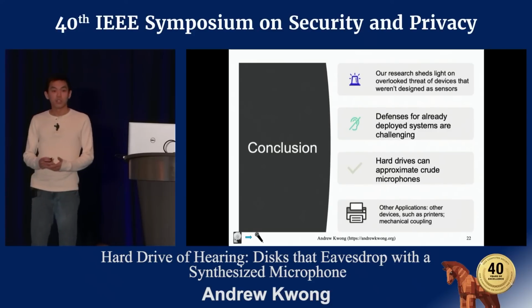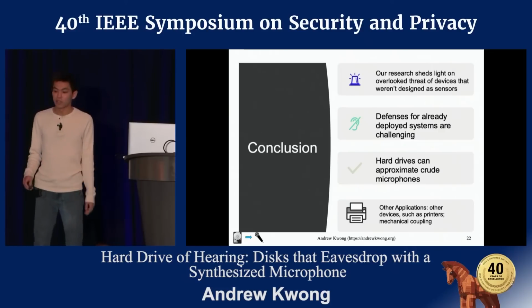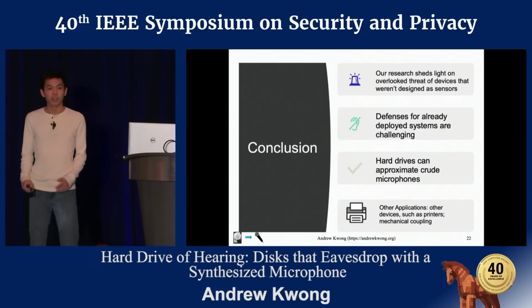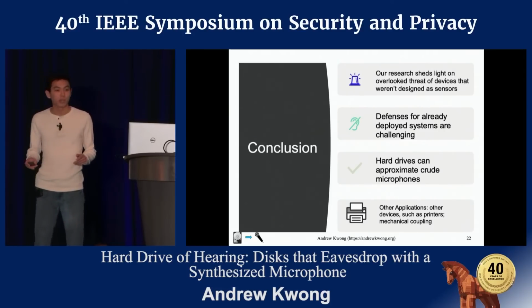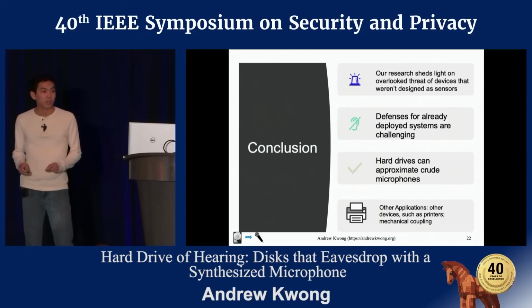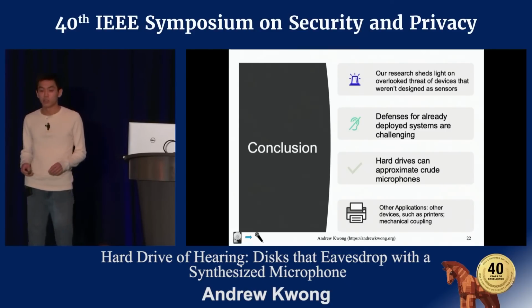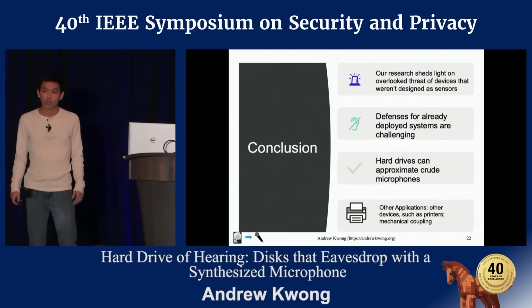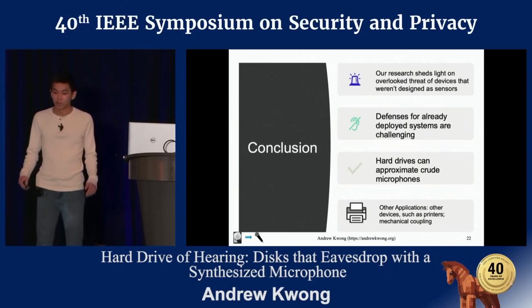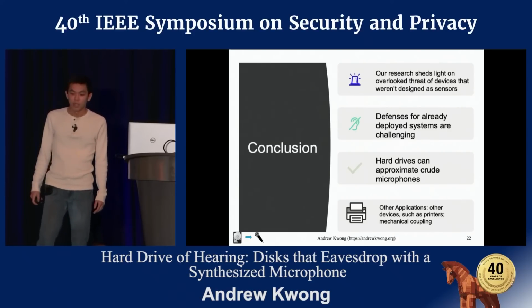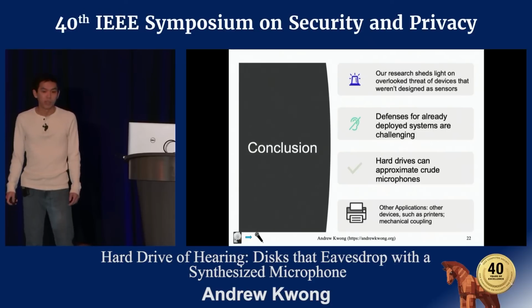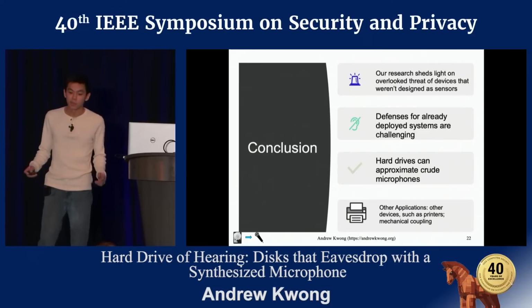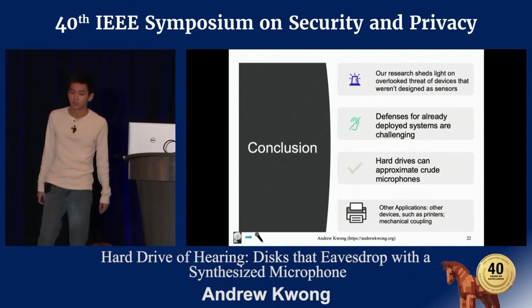So in conclusion, we believe that our attack sheds light on a new class of attacks wherein devices that were not meant to be sensors in the first place can still be used to potentially sense the physical world and intrude on user privacy. We also found that defenses for already deployed systems are quite difficult. And we answered in the affirmative that a hard drive can approximate a crude microphone.